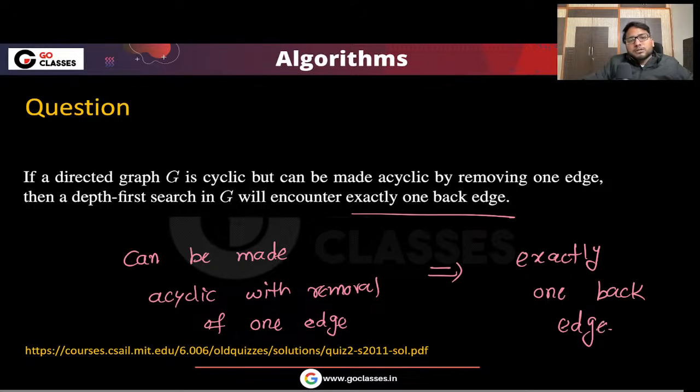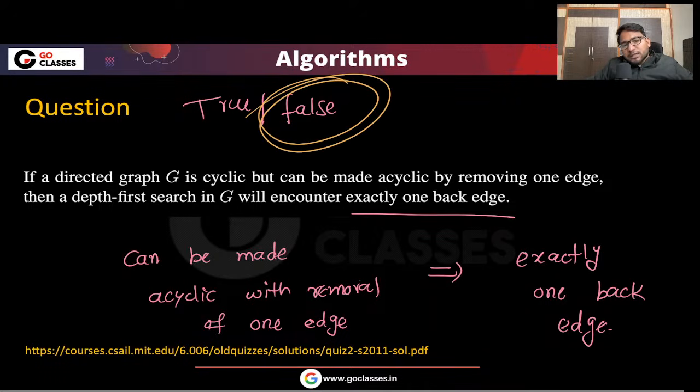Is this true or false? That's what you need to tell me. What do you think? This is false, right? If it is removal of one edge, then maybe there are two back edges, right? Maybe there are two back edges. Okay, so this is false.